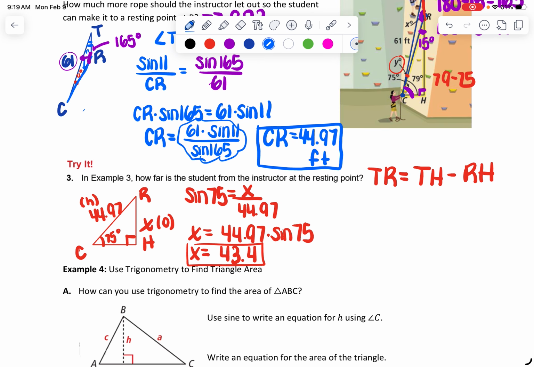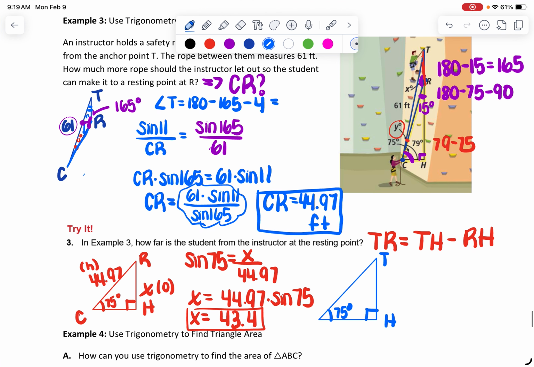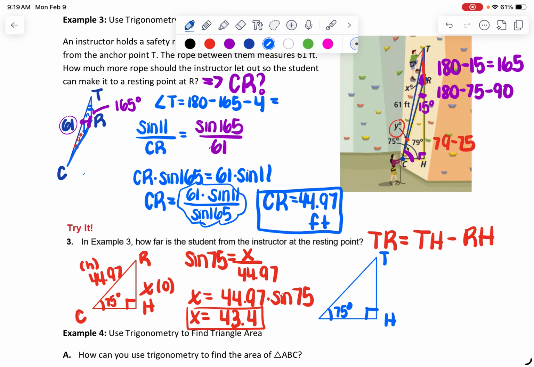So TH, I'm still going to use that right triangle. But now I'm just going to use the bigger length. So you have H down here. This angle still here is 75. But now we're extending all the way up to T. And then this length from C to T is, remember, 61.